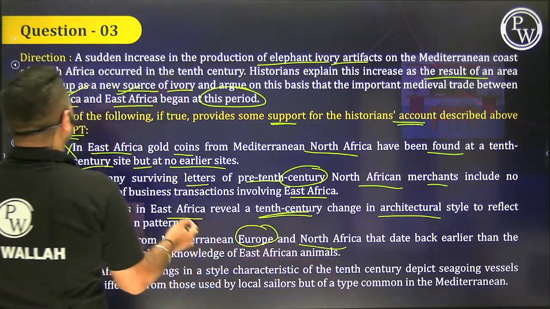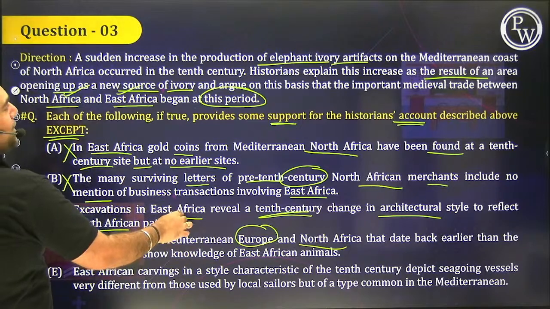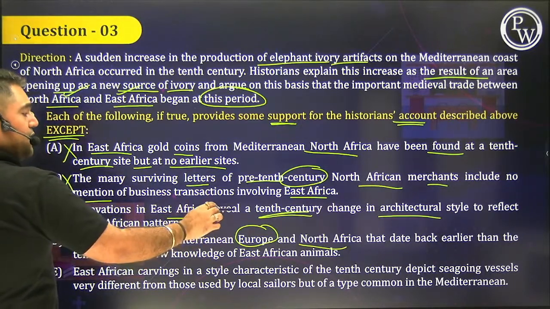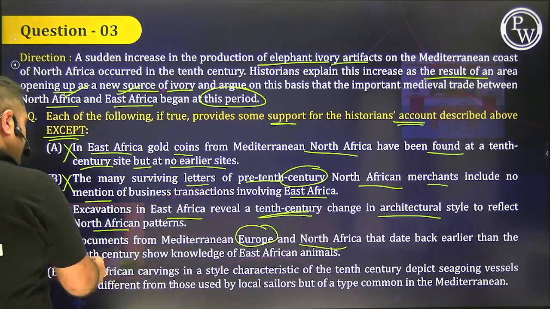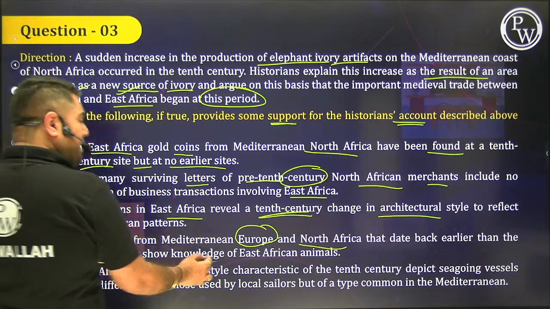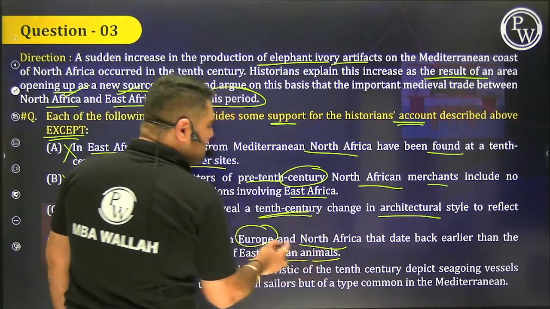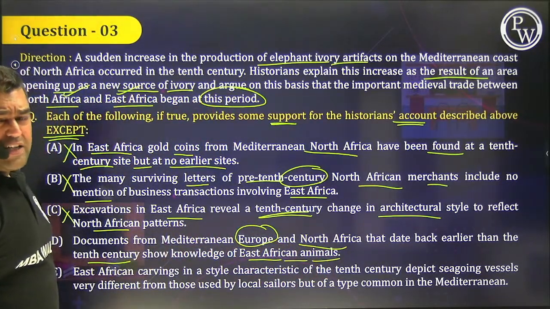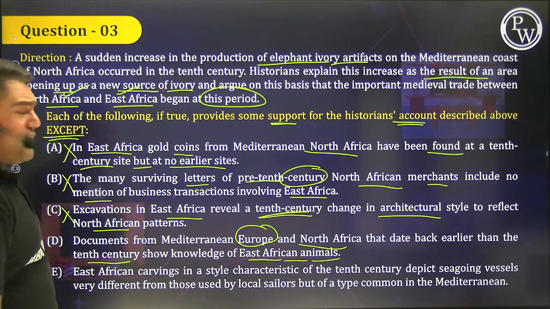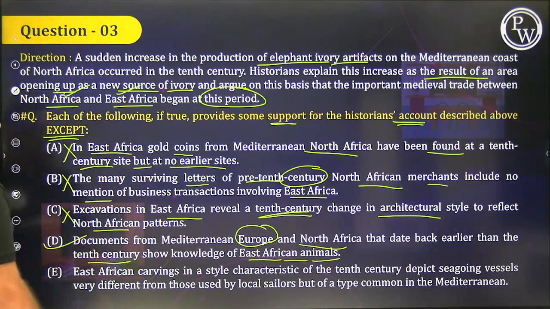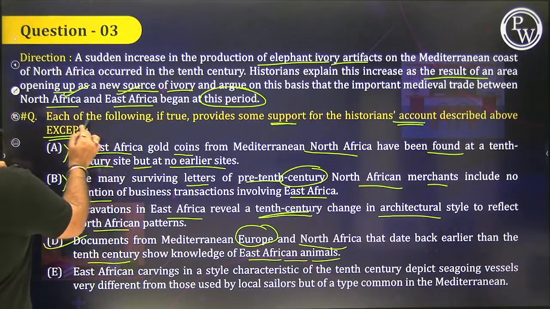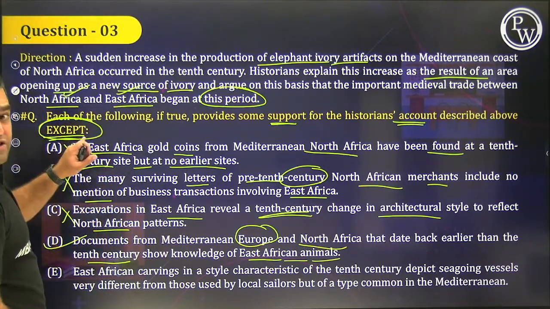D, documents from Mediterranean Europe and North Africa that date back earlier than the 10th century show knowledge of East African animals. Now people, here a new element has been introduced. Suddenly you've gone on to Europe. You have left Africa. Europe has been introduced. We are no longer talking about North and East Africa. That means this could be the answer, because except, people, read the question.